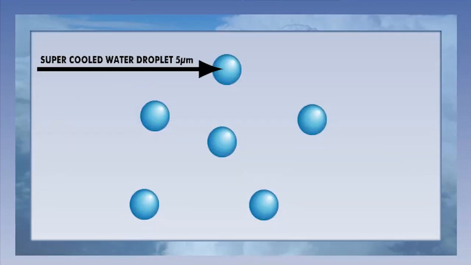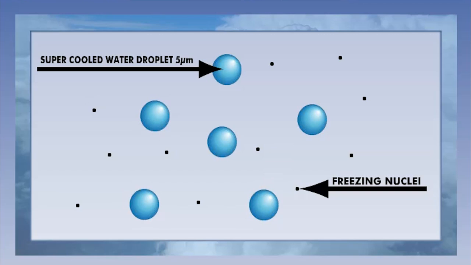Aircraft icing occurs because of the presence of supercooled water droplets in the atmosphere. Supercooled water droplets are water which is in a liquid state even though the temperature is below 0 degrees Celsius. This happens due to the absence of freezing nuclei.